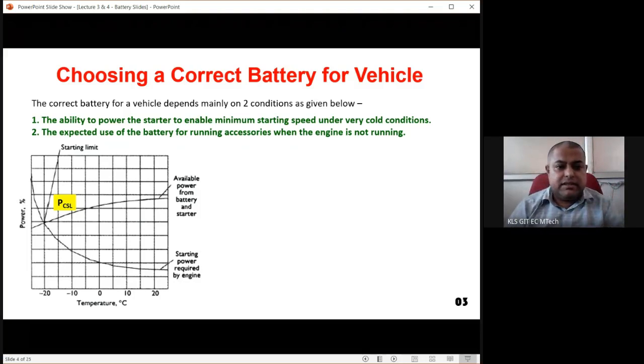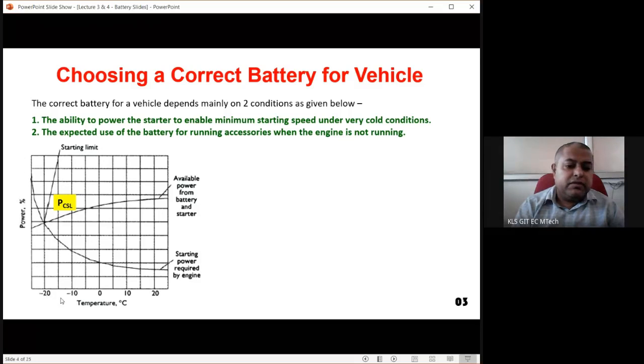Now you can check, this is a very important diagram. You have to understand this, and you have to reproduce this in the exam as it is asked. This is PCSL, CSL meaning cold starting condition. In this graph, the x-axis is the temperature, and the y-axis is the percentage power which is delivered. And you can see there are two graphs. This is 0% power, and this is 100% power.